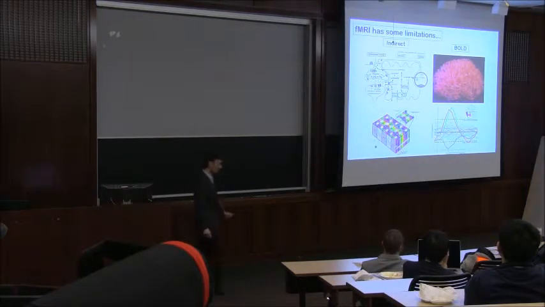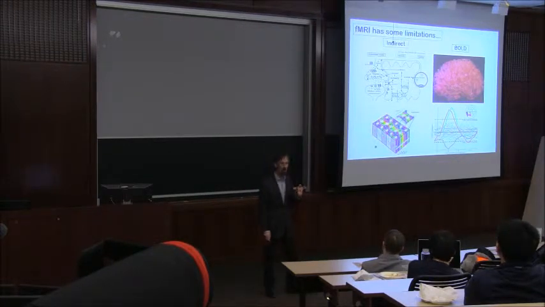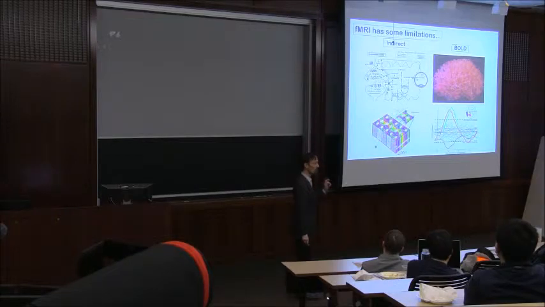So MRI is really a miracle. fMRI is a miracle technology, but it has some problems. The first problem is we're measuring blood flow, not neurons. So here's a little diagram of what it measures.